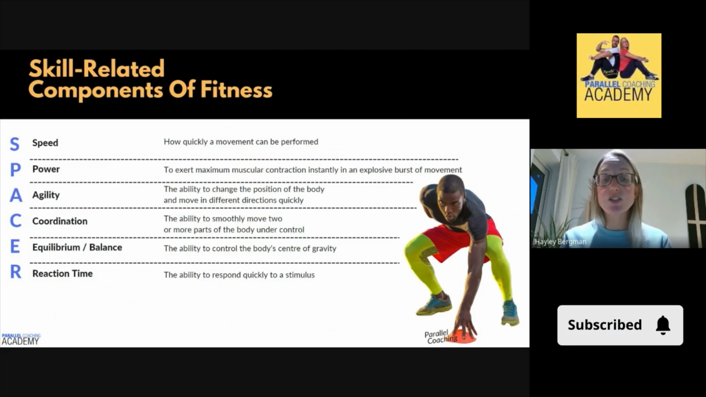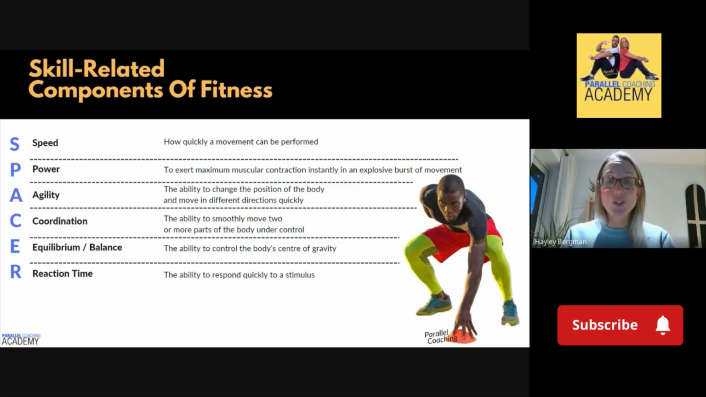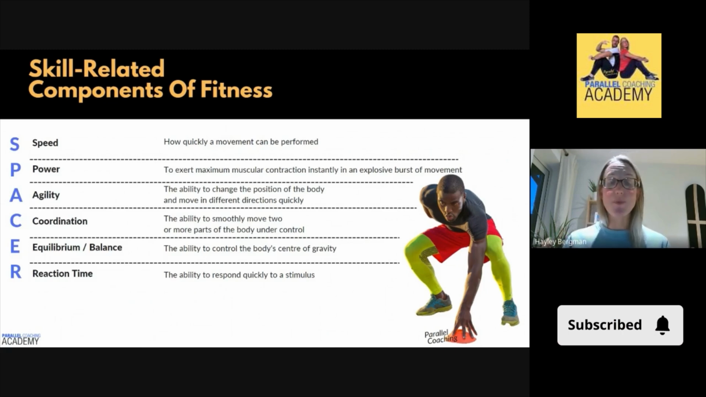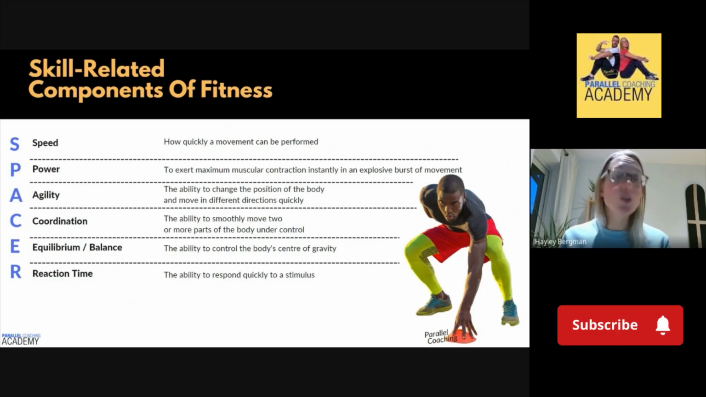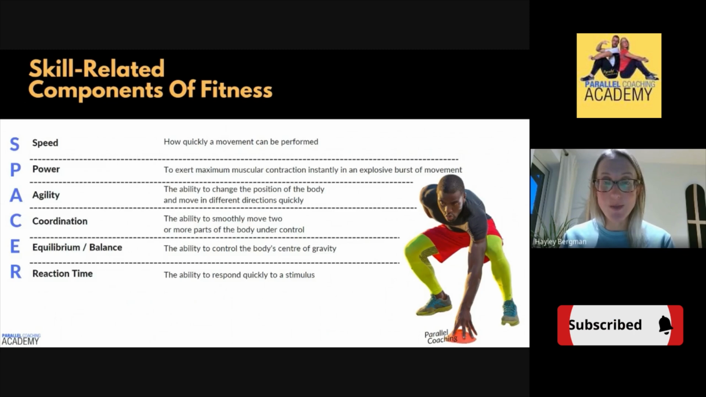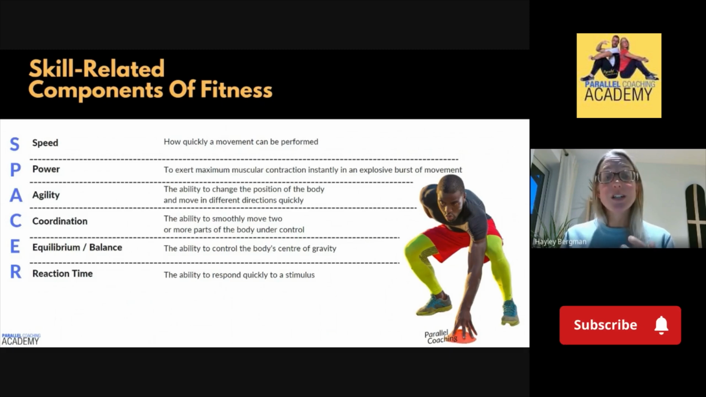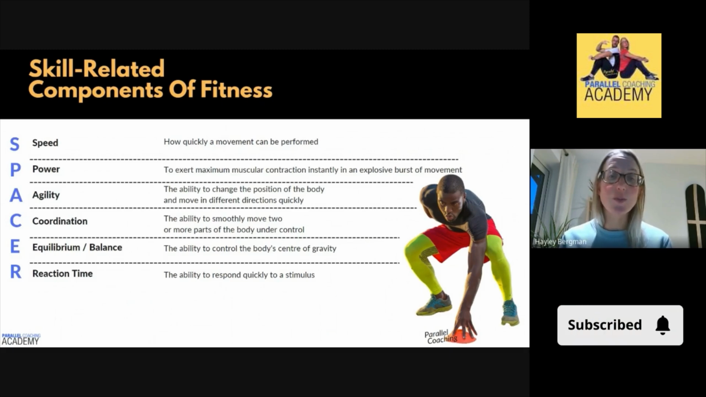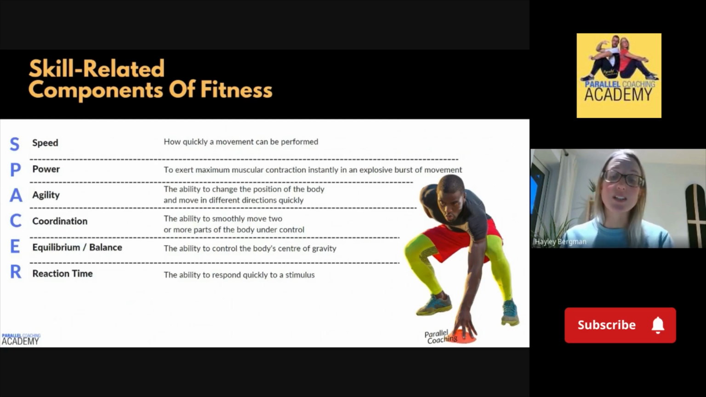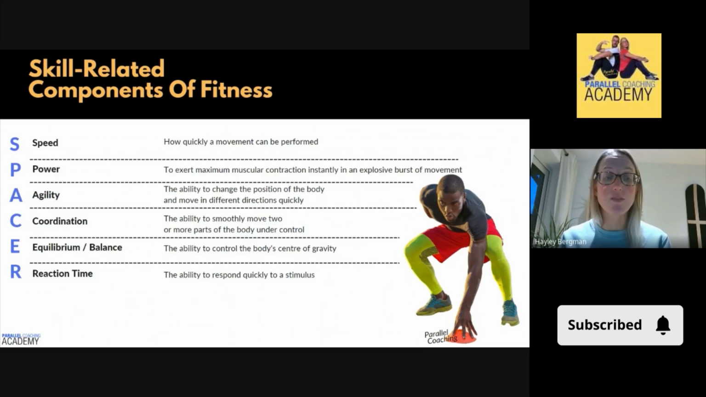Coordination is the ability to smoothly move 2 or more body parts under control. So can I move my upper body and my lower body? Can I control, or can I learn a sequence? These types of things are what we class as coordination. Maybe it's to coordinate your arms and legs to touch a cone and then turn around and then go back to another cone and touch another one. These different coordination things are stuff that we actually do day to day, and therefore these skill related components of fitness are really beneficial in daily life.